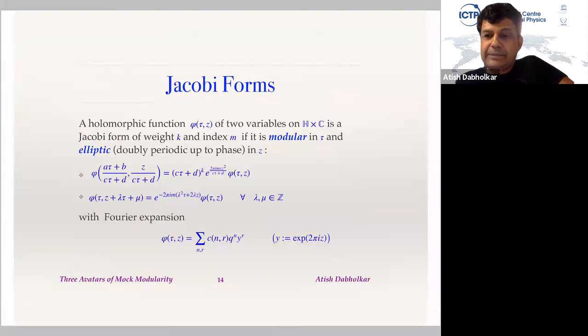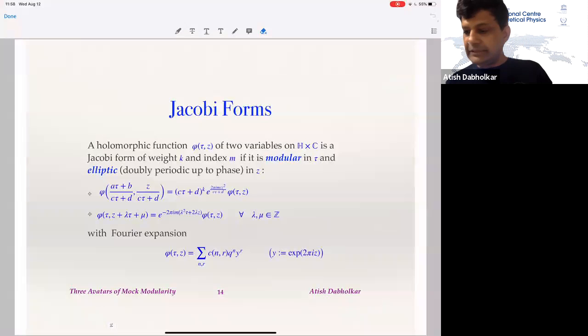Now I want to explain another generalization of modular forms which we encountered, and all of you have seen it in some form or the other, but I will now again give some definition. A holomorphic function phi tau of z of two variables on the upper half plane times the complex plane is called a Jacobi form of weight k and index n if it is modular in tau and elliptic in z. Elliptic in z simply means it is doubly periodic, roughly speaking. Of course, it cannot be exactly doubly periodic, but it's doubly periodic up to some phase. So this is the phase that you should look at.